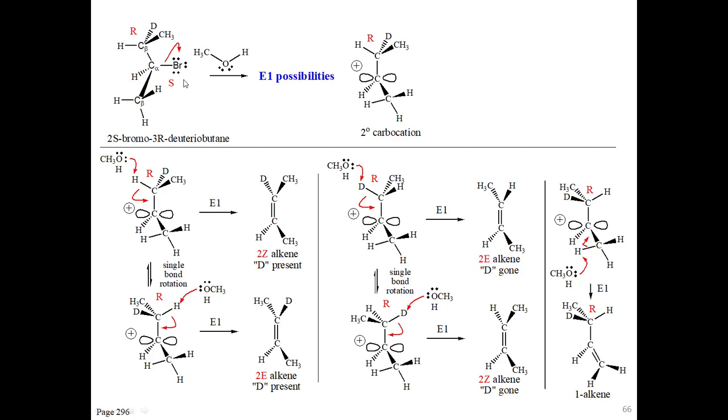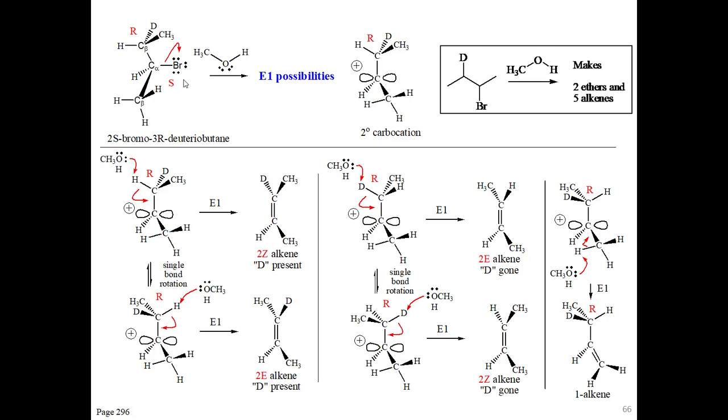Now I have one more carbon that's to the side of this pi bond, and that's the methyl. It makes no difference which hydrogen I take or which side I take, because they're all equivalent. And so when I come down here, I get two hydrogens that are the same. And so this would be a monosubstituted alkene, a one alkene. Okay, so with methanol, this very simple molecule makes two ethers and five alkenes.